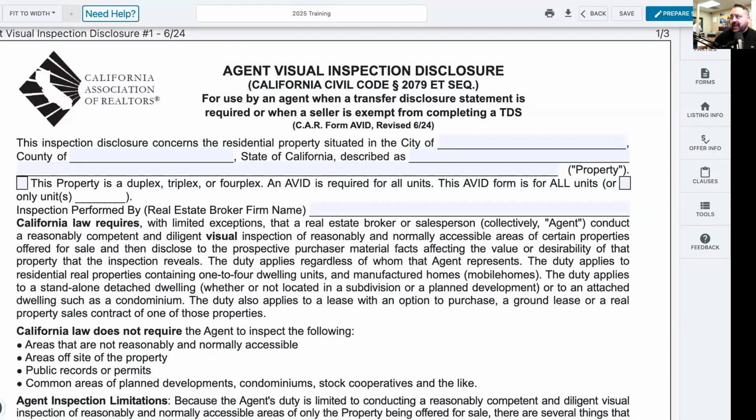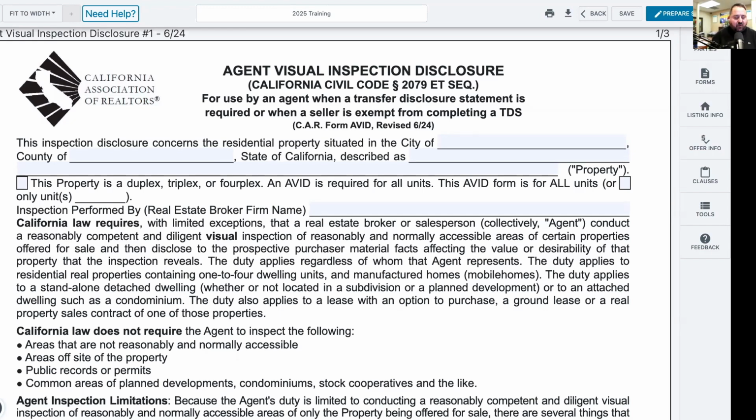So right now, what you guys should be looking at is a copy of the AVID. Agent's Visual Inspection Disclosure, California Civil Law 2079, right? So this is for use by an agent when a transfer disclosure statement is required or when a seller is exempt from completing a TDS. So that's a really wordy way to say no matter what, you're required to do this.